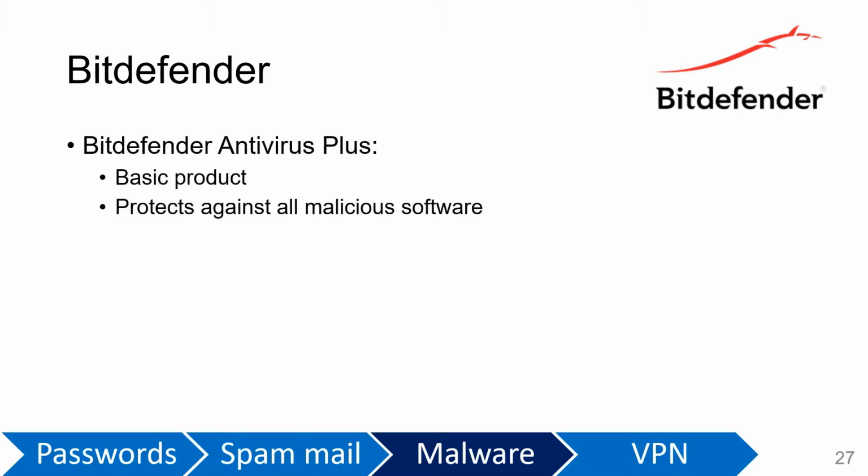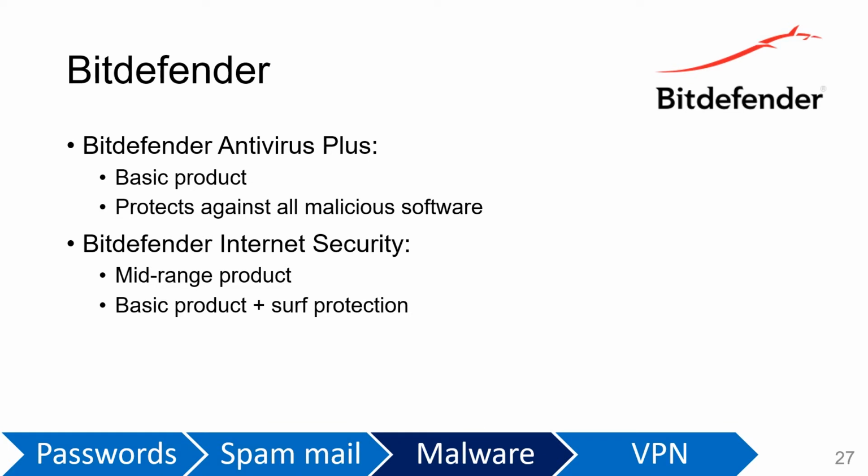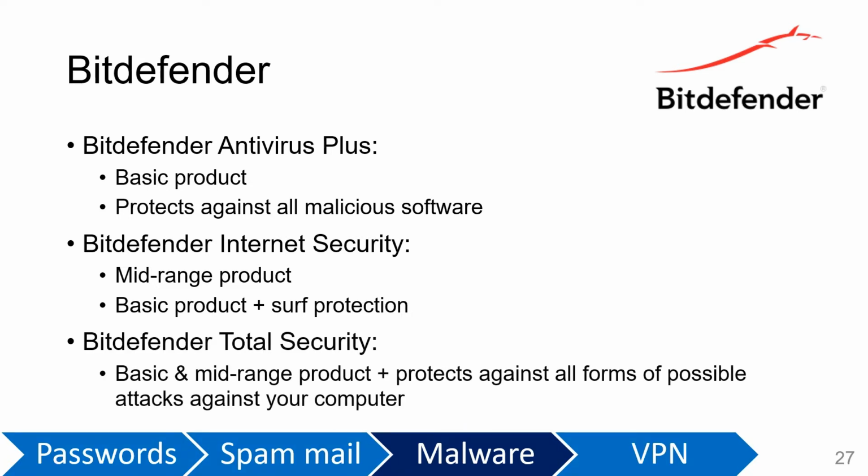Bitdefender Antivirus Plus. As a basic product, it protects against malicious software that may be on the computer or wants to infiltrate. Bitdefender Internet Security is considered as a mid-range product and offers all features required, such as the basic product and surf protection, so not only local data is protected. Bitdefender Total Security, a powerful combination of both products. It provides the best protection against all possible attacks on your computer and your data.